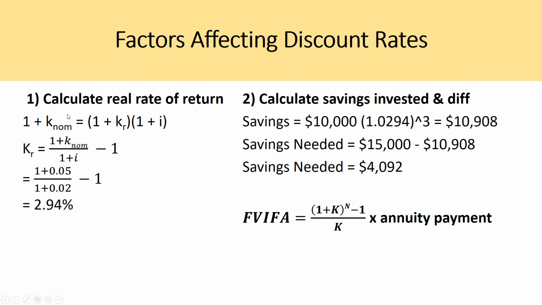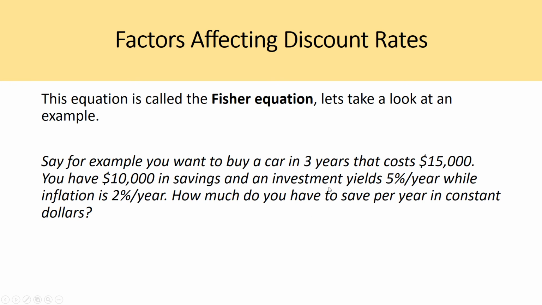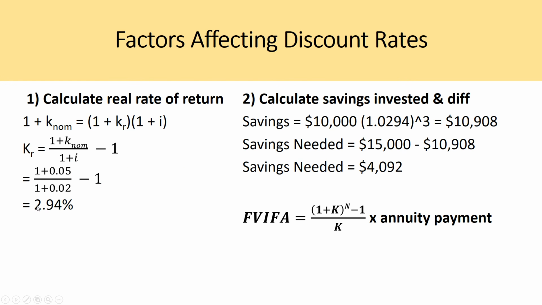To do that, we divide this side by 1 plus I, and divide this side by 1 plus I. Then we subtract 1 from each side to isolate the real interest rate, which is K real right over here. So to get K real under the Fisher equation, we divide 1 plus K, the nominal rate, by 1 plus the inflation rate, minus 1. And so we input those values, which we already know, the nominal interest rate and the inflation rate, to get our real interest rate of 2.94%. Now we can calculate savings, invested, and difference.